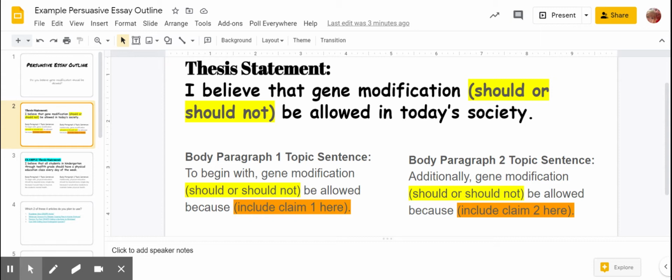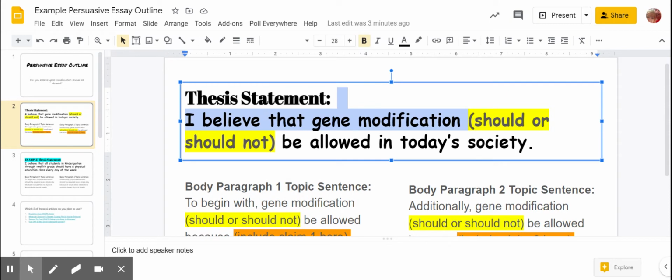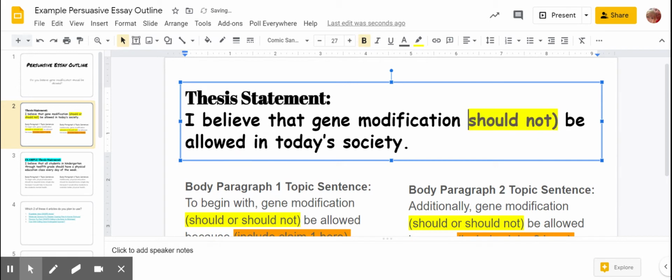So for your thesis statement, it's already pretty much written for you, but you need to fill in the blank there. It says, I believe that gene modification, and then you have to choose, should or should not be allowed in today's society. Now, when you choose your answer, what you're going to do is a couple things. Number one, if I wanted this one to be should not, and you can make it whatever you want, you're going to delete the parentheses and just leave it like that. Okay, so you're going to delete so then it says what you want it to say.